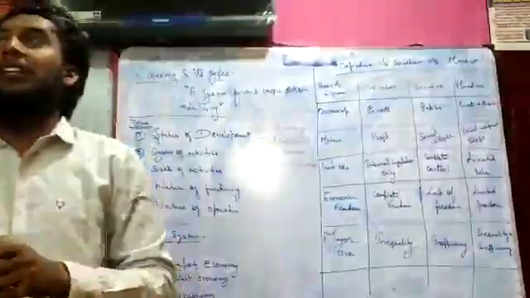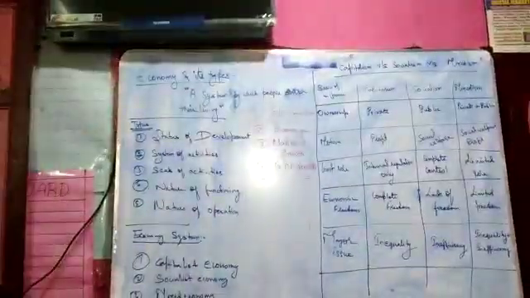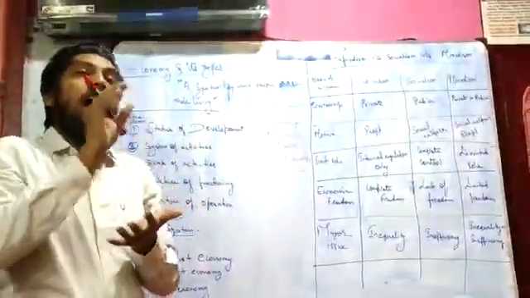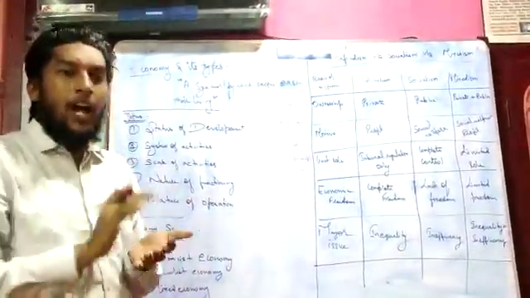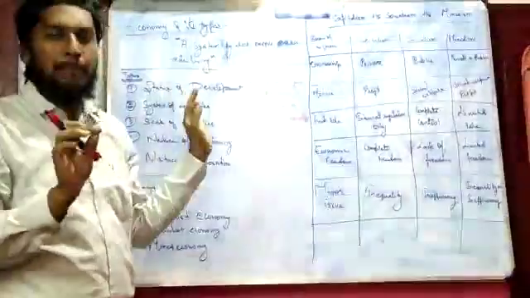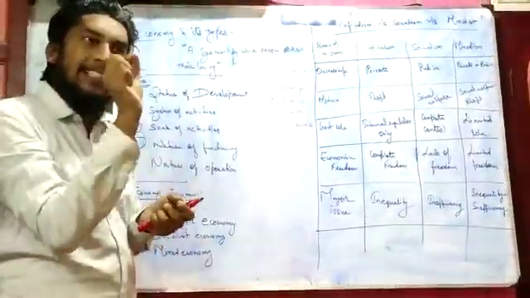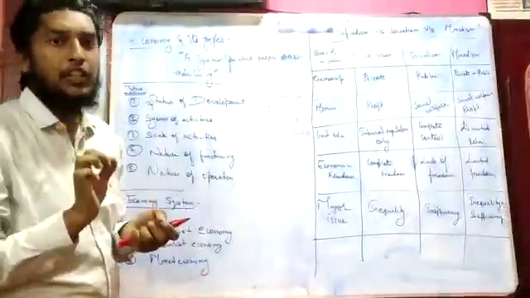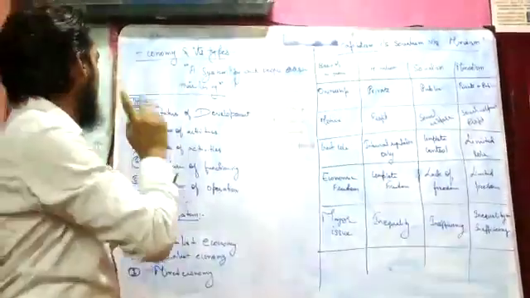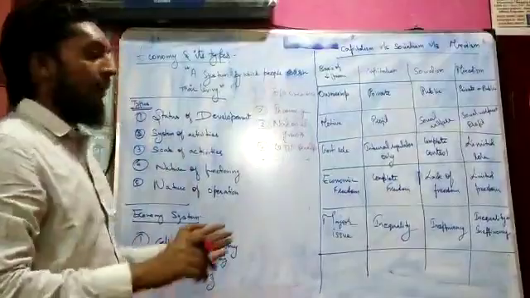So economy is nothing but a system which teaches you how to earn money, how to live the life, how to live a life of standard. That is what the economy teaches you. Very simple. Economy is a system which tells you how to live life and how to earn money. That's it. Okay, let's see the types of economy.